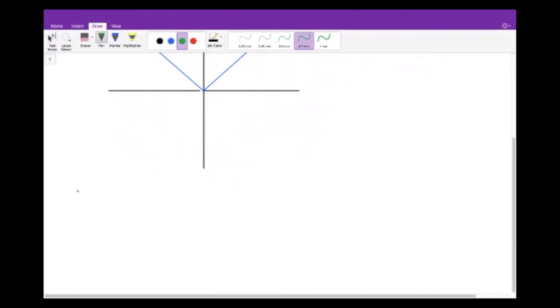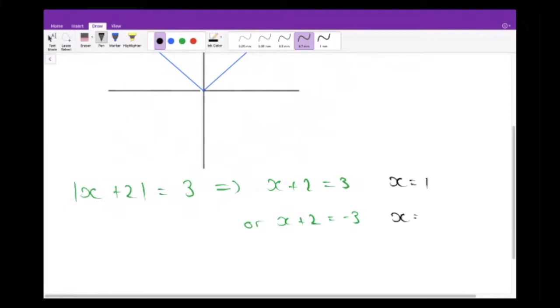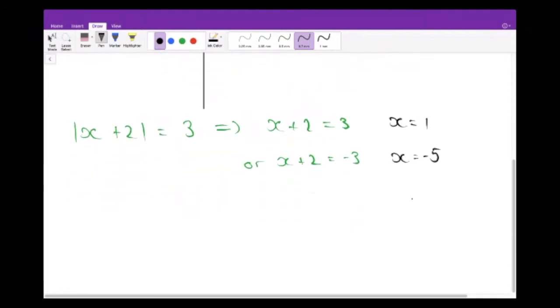In terms of solving equations for it, say the simplest case, I've got the modulus of x plus 2 equals 3, then we either have, this is the same as saying x plus 2 equals 3, or x plus 2 equals minus 3. Because if either of these were true, the modulus would make it positive. So this would become x equals 1, and then we'd also get x equals minus 5. Okay, so both of those would satisfy the equation.